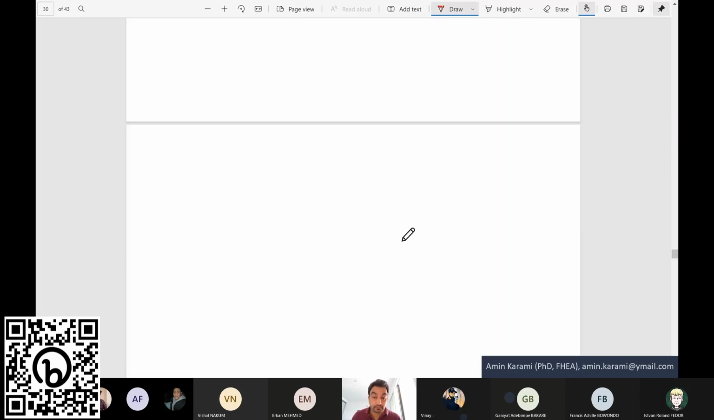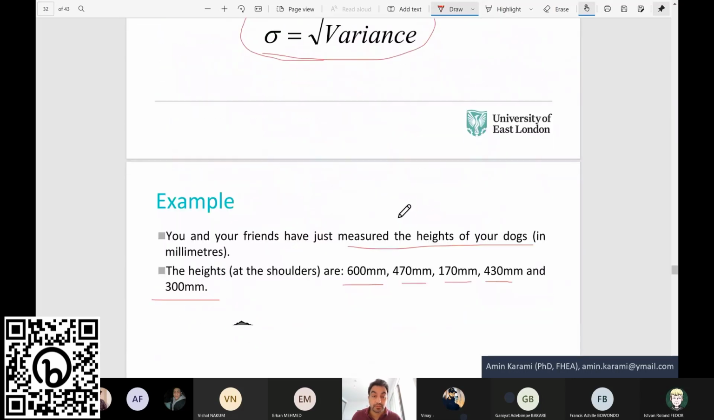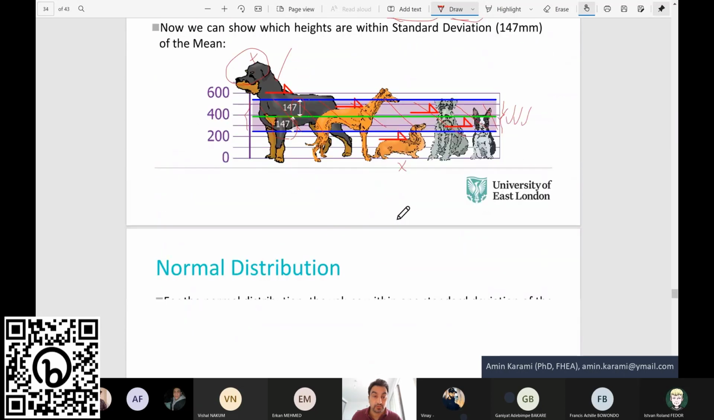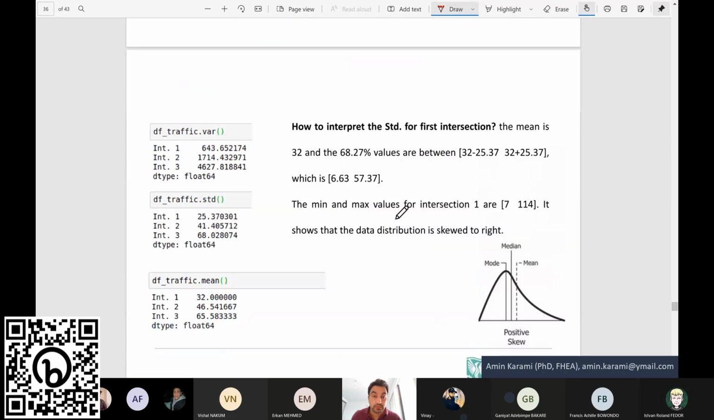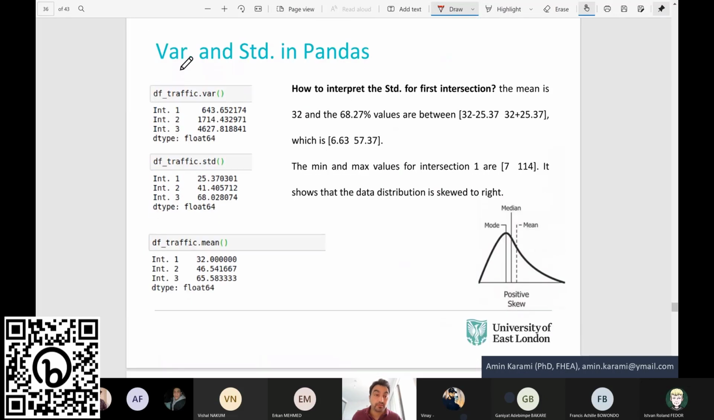And the last part is, I guess, the last part. Okay, how to calculate variance and standard deviation? Simple. Dot var is going to calculate variance, but we usually don't use it. We usually use standard deviation, right? So how to interpret, for instance, this one, 25.